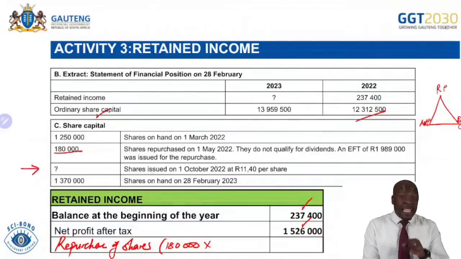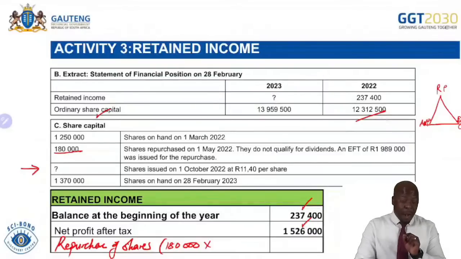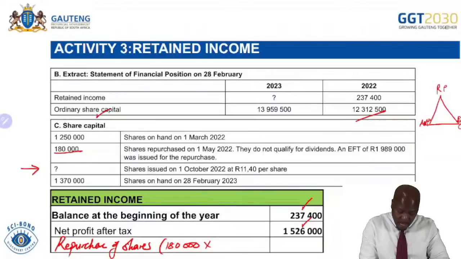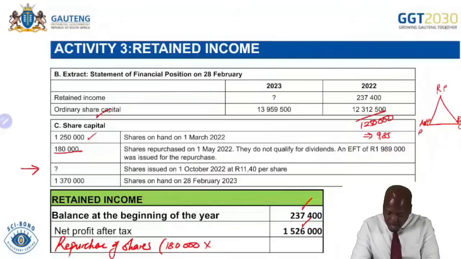So my average price is still the same as it was at the beginning, considering that the average price will change when shares are issued. Since no shares were issued, I will come and say 12,312,500. I divide that by the number of shares that I have at the beginning, which is 1,250,000. This would then give me my average price. Please punch that in the calculator, how much do you get? 9 Rand 85. So I can come here and say my average price is 9 Rand 85.